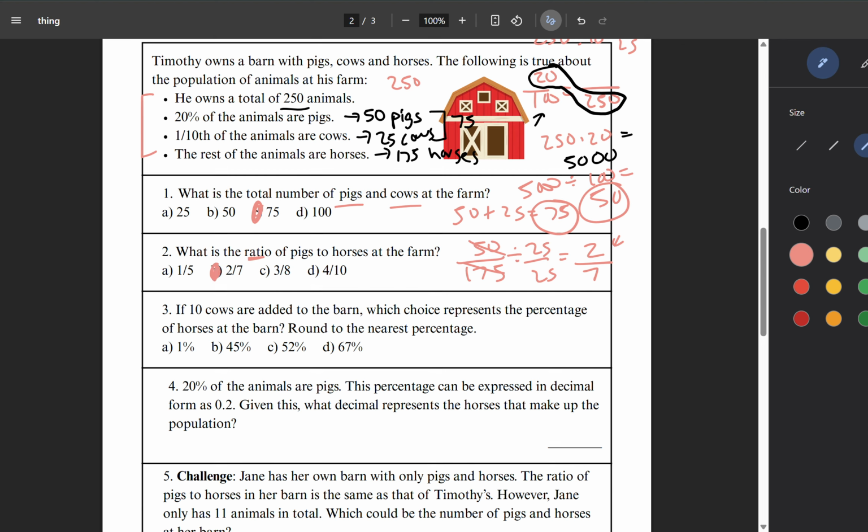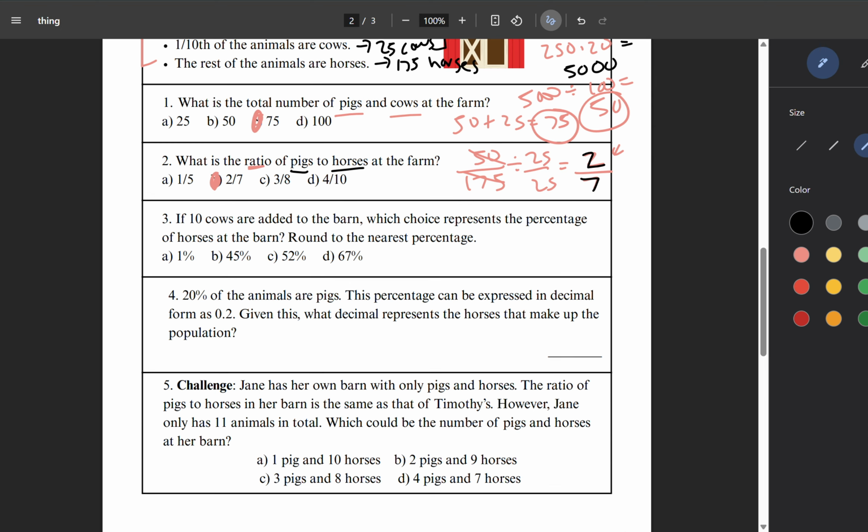Now, one thing I want to reiterate is how important the order is in this problem. We are asked pigs to horses. That means pigs will be the first term and horses will be the second term. So 2 will always mean pigs and 7 will always mean horses. If the question asks horses to pigs, then we have to adjust. We would say 7 over 2 instead of 2 over 7. Hope that makes sense. Alright, cool.